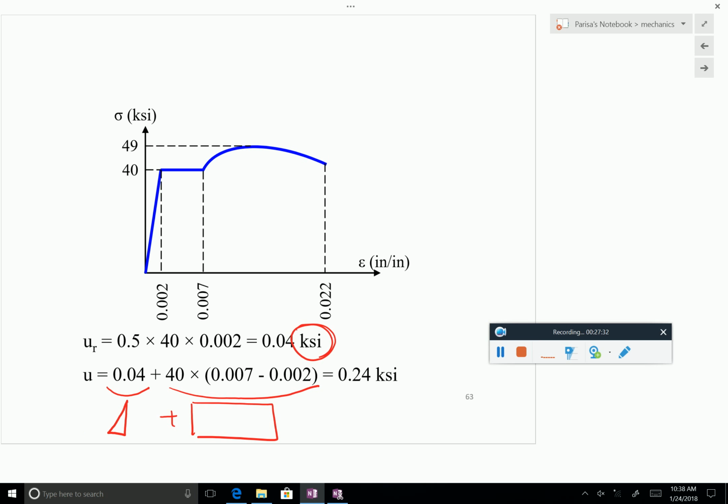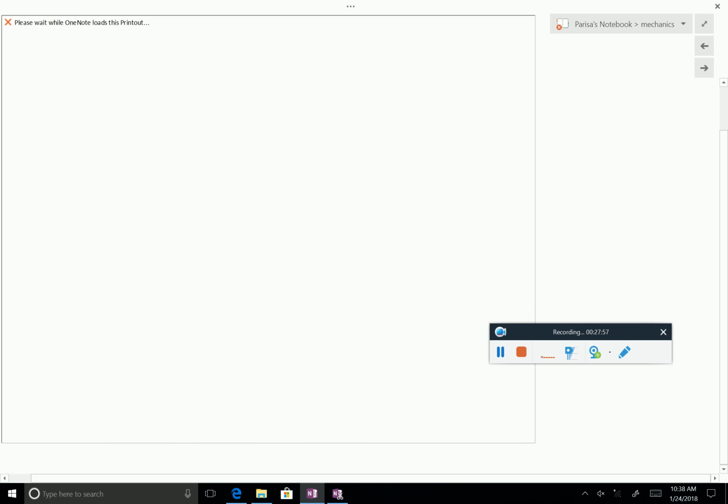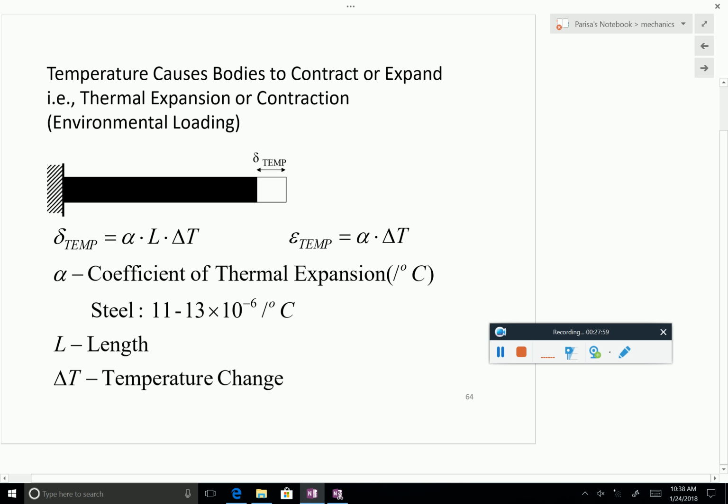Now the last example, which is kind of a little bit different, and I have put it there because it's important in review of mechanics of materials. So it's kind of something different. Okay. Now the last thing I want us to review together is a little bit different.